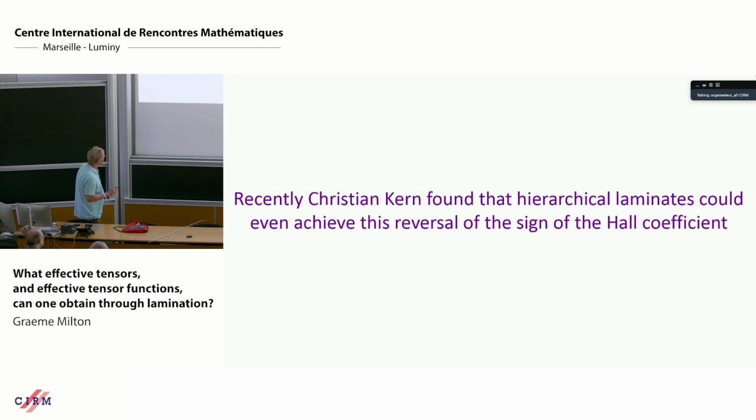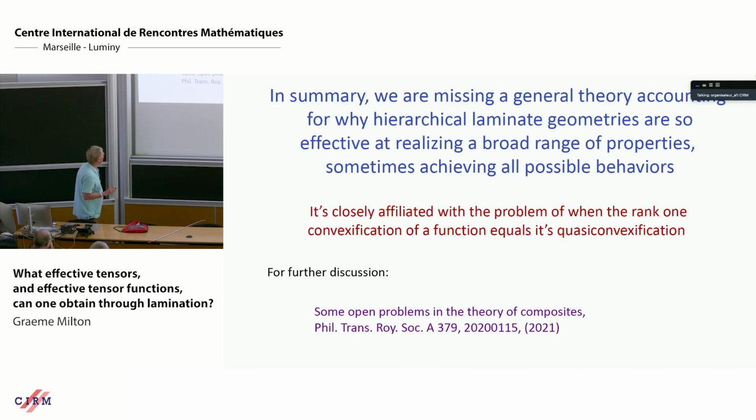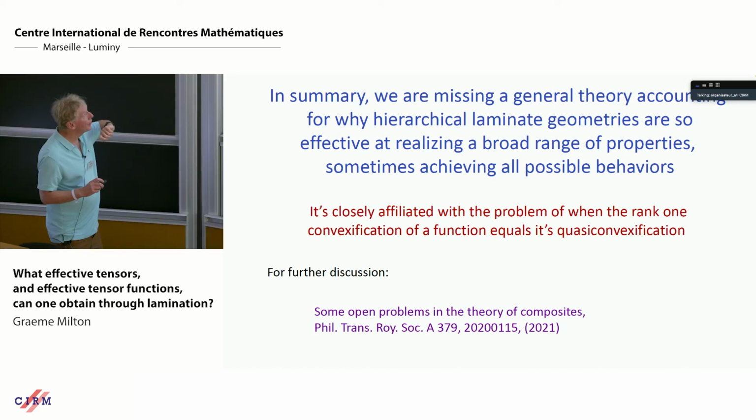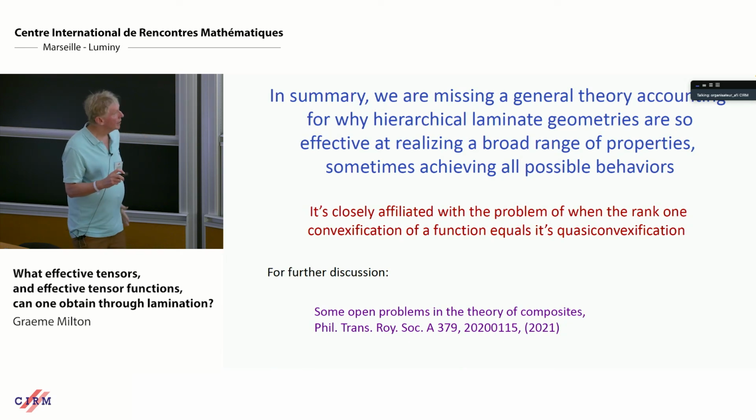I'm not going to show the geometry, but Christian actually, much to my surprise, found that hierarchical laminates could even achieve this, and hierarchical laminates having an isotropic property. In summary, we're missing a general account for why these hierarchical laminates are so effective at achieving a broad range of properties. I haven't gone into it, but it's closely affiliated with the problem of when rank 1 convexity of a function equals its quasi-convexification. If you don't know what those mean, don't worry about it.